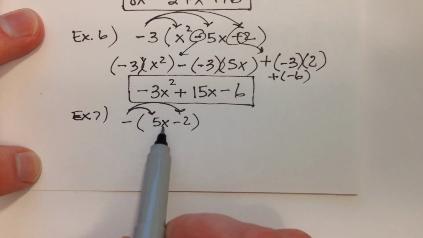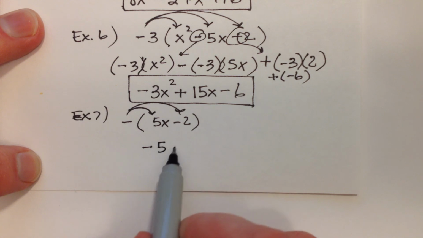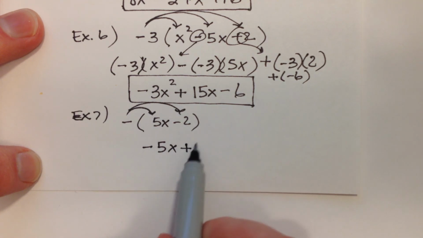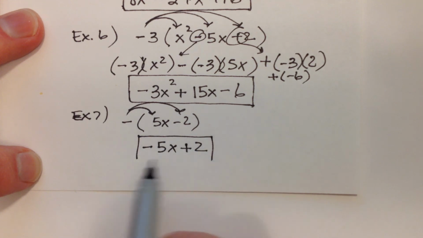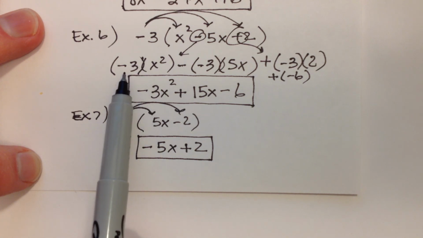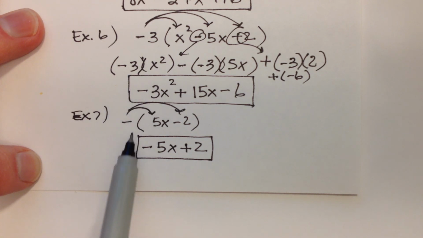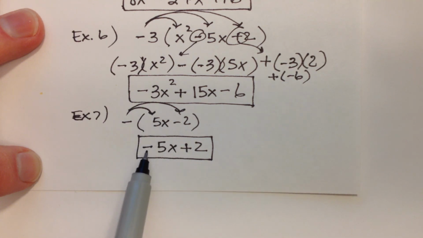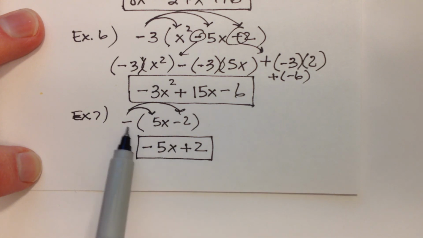So this negative times this positive 5x will be negative 5x, and this negative times a negative 2 will end up being positive 2. Anytime you distribute a negative, no matter whether it's just a single negative or negative 3 or negative 73, whenever you have a negative out front, it will end up changing the signs of everything on the inside. So positive went to negative, negative went to positive, and there's no longer a negative sign out front.